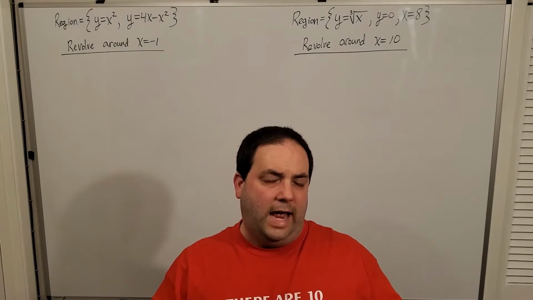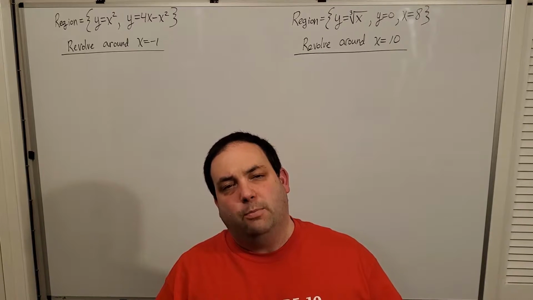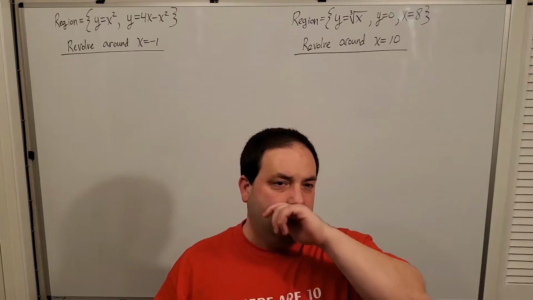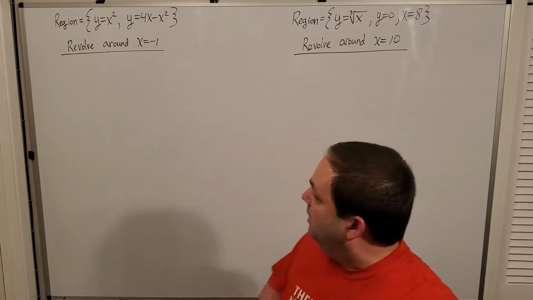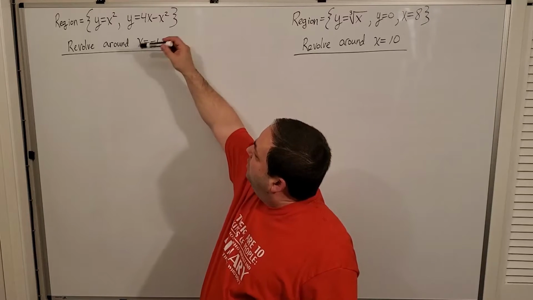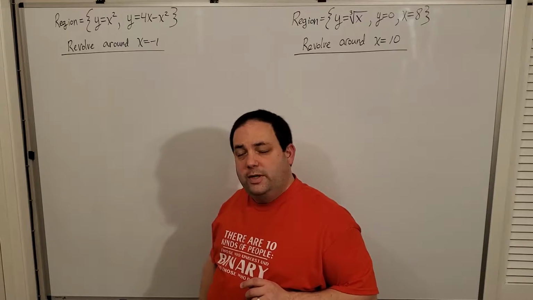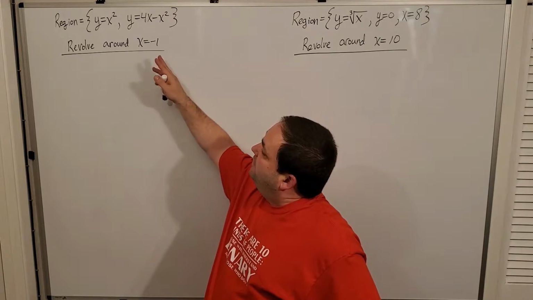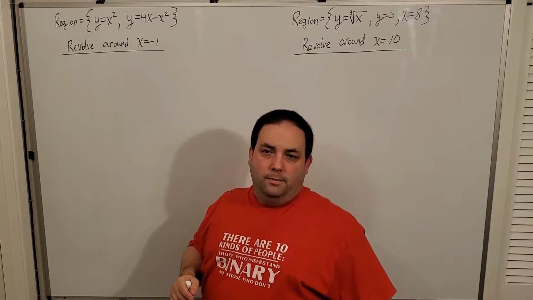So now that we've established shells is worthwhile, let's practice a couple of more examples of doing shells in the vertical direction. So I've got a region here, y equals x squared, and y equals 4x minus x squared. So it'll be a region trapped between those two. And we want to revolve this region around the line x equals -1.